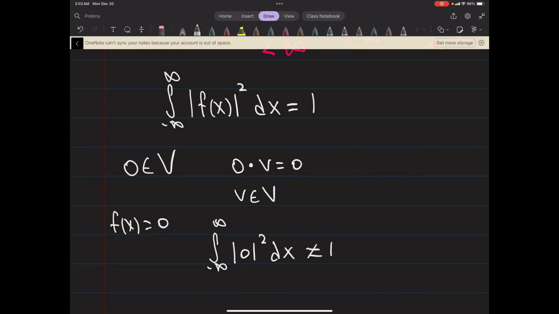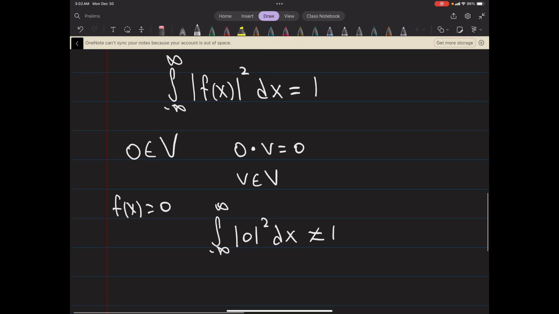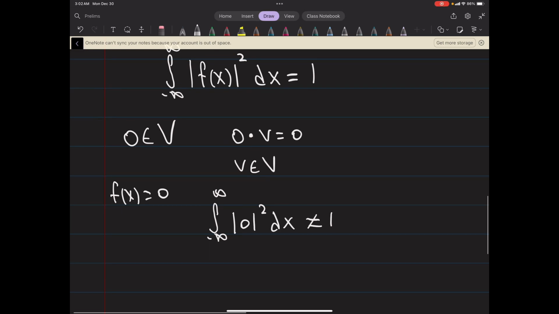And because it fails that one condition, we know that this is not a vector space. If you were to find another condition for a vector space that failed, then it's not a vector space. I think that's the easiest one to show. That's the one that came to my mind first. So that's what I did.